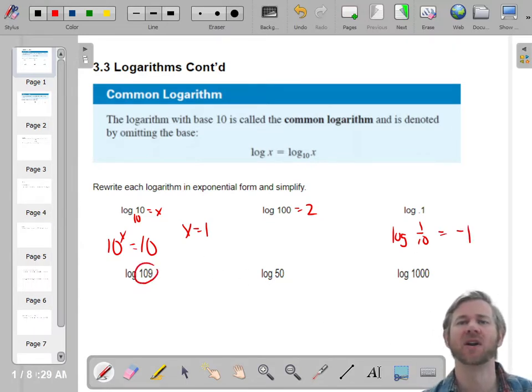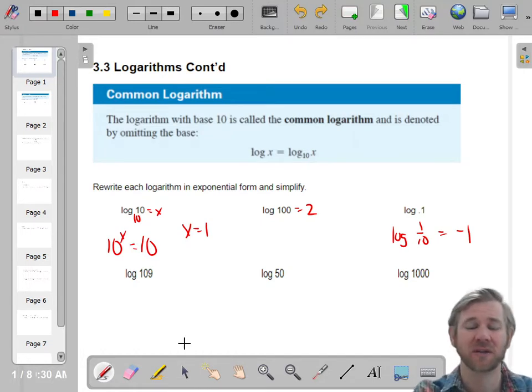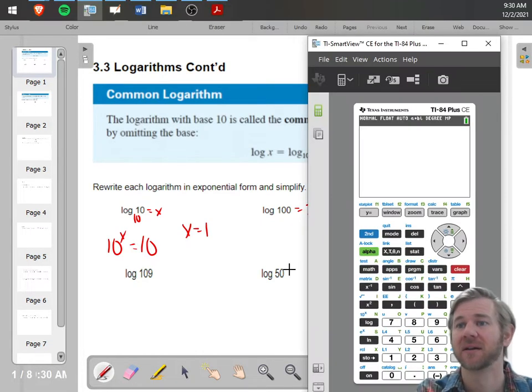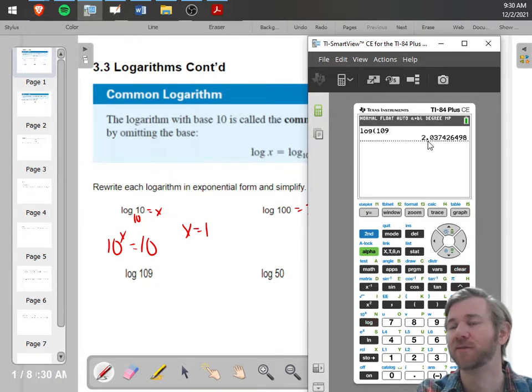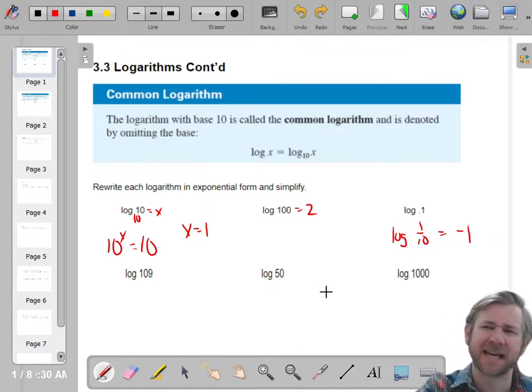Now, 109 and 50 I know are not powers of 10, so these are going to be decimals. You need a calculator for this. I know that if it was 2, it'd be 100, so 109 is a little bit bigger than 2. The log of 109 is going to be a little bit bigger than 2. You can use a calculator and actually figure it out. The log of 109 is 2.037.